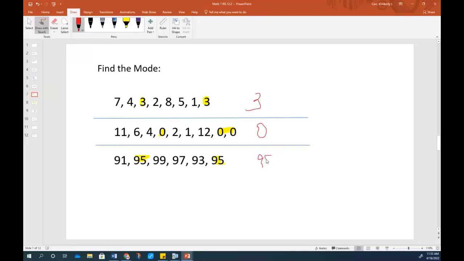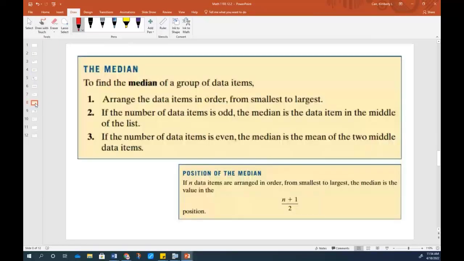Oh, that's a bad looking 9, but again, I'm using a mouse. It's kind of crazy. The mode is not difficult to find at all. Just keep in mind there could be no mode. If they all appear exactly once, there's no mode. If I had maybe another 97 here, then I would have a 95 and a 97 that appeared more than the other ones, and I could have 2 modes. Okay? So now we've done mean and mode.